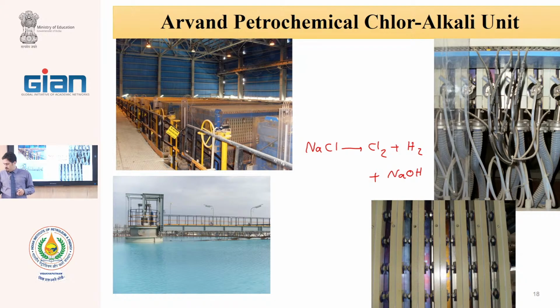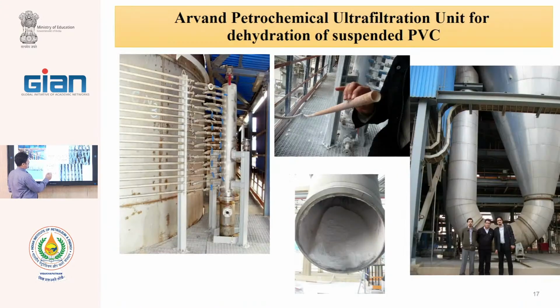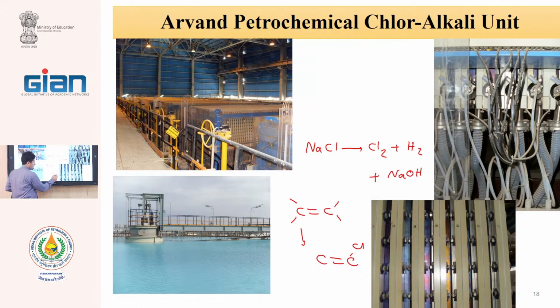The main purpose of this petrochemical is producing chlorine. The petrochemical needs this chlorine for reaction with ethylene, okay, to produce ethylene chloride, and hydrogen. And this ethylene chloride produces PVC.